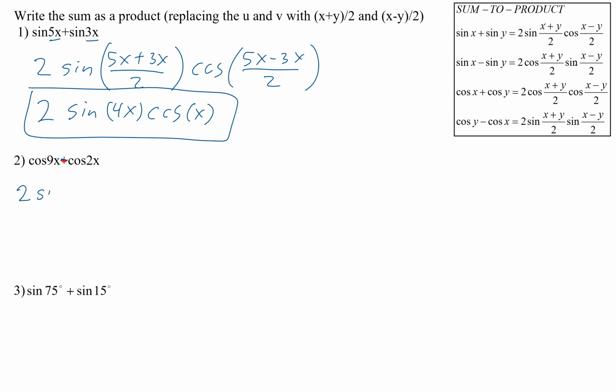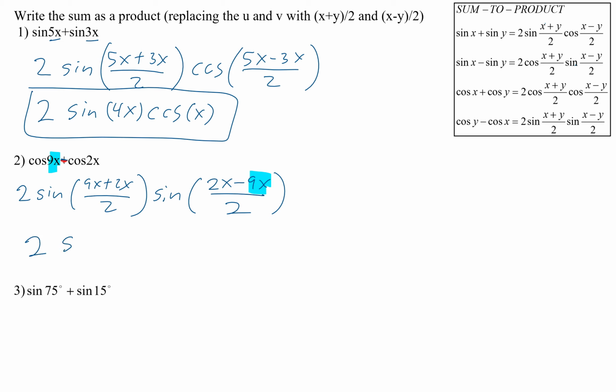This is 2 sine, and it doesn't matter. We're just going to add them. So 9x plus 2x over 2. And then we put sine again, but on this one, it's 2x take away 9x over 2. So the first will go last because he's cosine. So whatever you start with, that's what you end with. See, it's on the outside.